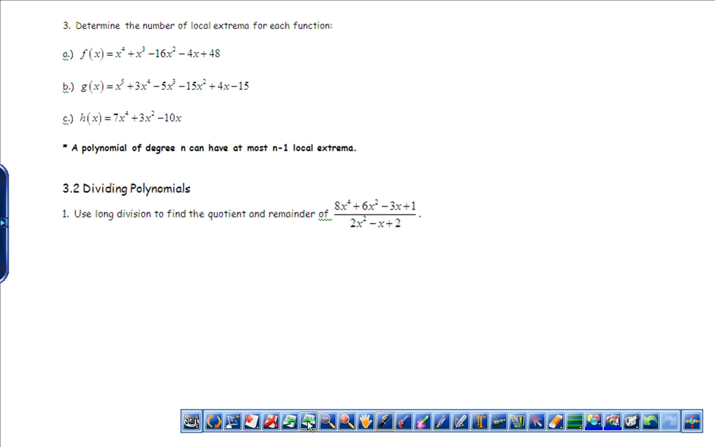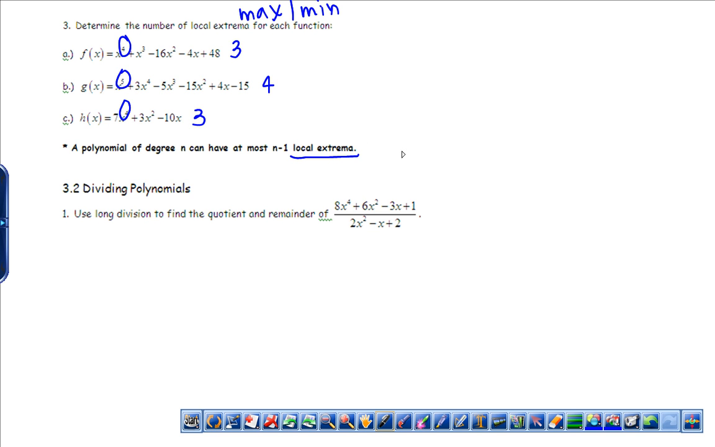All right, it says determine the number of local extrema for each function. Extrema means max or min. Okay, remember I told you that all you have to do is look at your leading, your biggest exponent and do down 1. So this is going to be 3, this is going to be 4, and this is going to be 3. Just as easy as that.